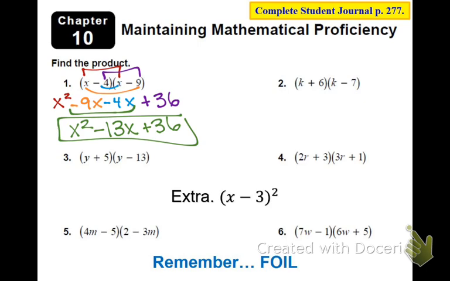If it says find the product, you just multiply. We're going to do the left column, so 3, 5, and then the extra problem. You're going to do 2, 4, and 6.